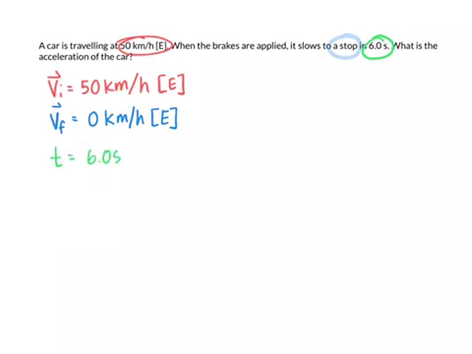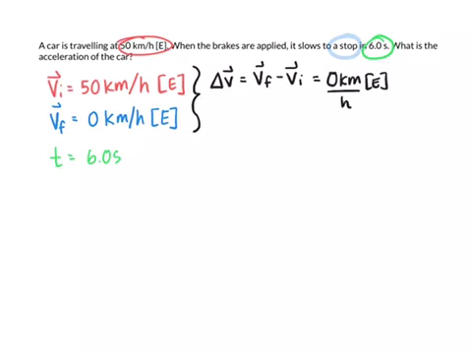So we have enough information now to solve, but we need to do some unit conversions. So the first thing we're going to do is solve for the change in velocity. So VF minus VI, which is 0 kilometers per hour east minus 50 kilometers per hour east. So our change in velocity is negative 50 kilometers per hour in the east direction.